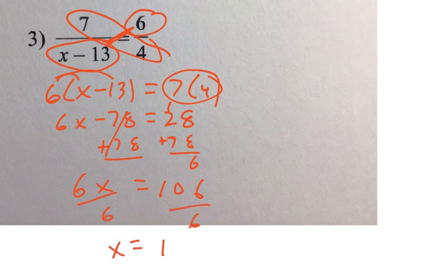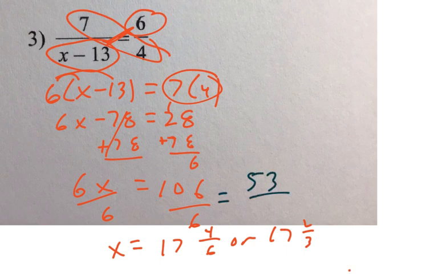So x must be, this is not going to be an even number, right? Let's see, 46. 6 times 7 is 42. So we get 17 and 4/6, or 17 and 2/3, or if we just simply reduce this, it is 53/3.